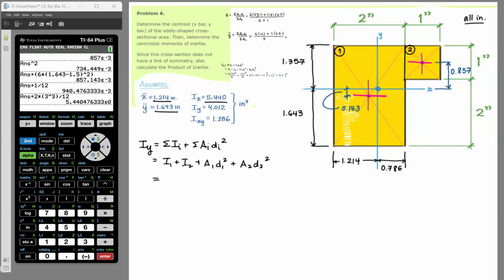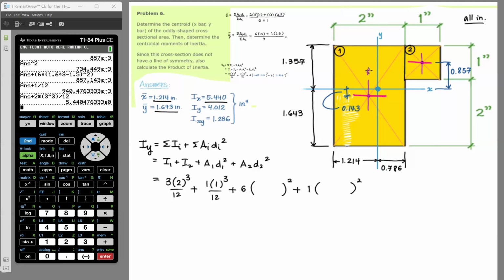Okay, I1 about its parallel axis, which is this one. That means for the base, I use 3. For the height, I use 2 cubed over 12. I2, it's still 1 cubed over 12. Squares are nice because you don't have to figure out which one to cube. Area 1, 2 times 3 is 6. Distance 1 squared, we need to figure that out. Area 2 is 1 by 1 or 1 inch squared. Distance 2 squared, we need to figure that out.